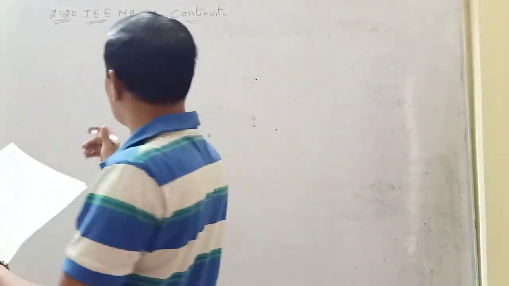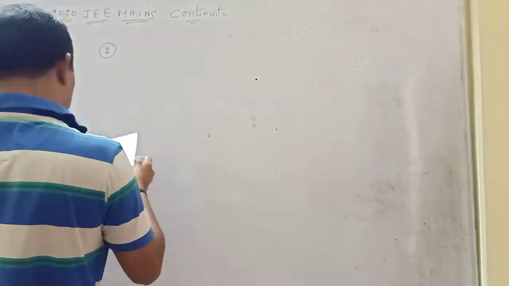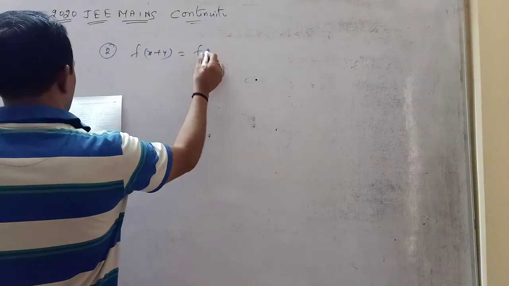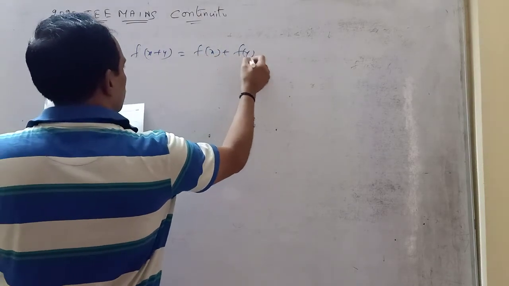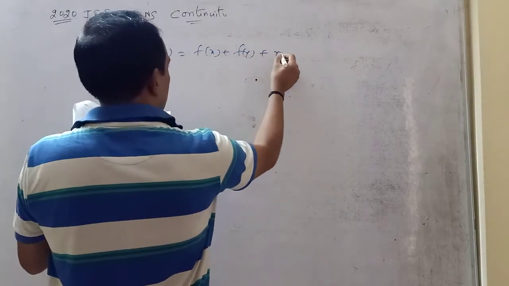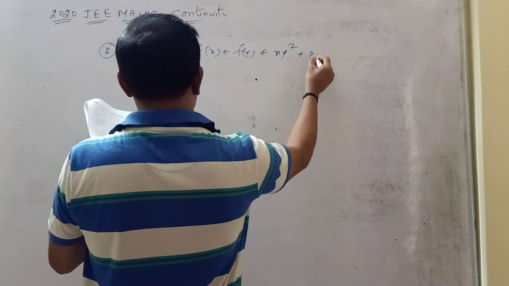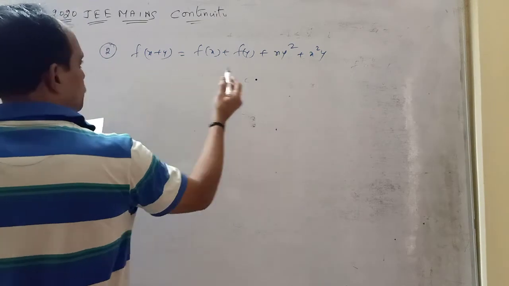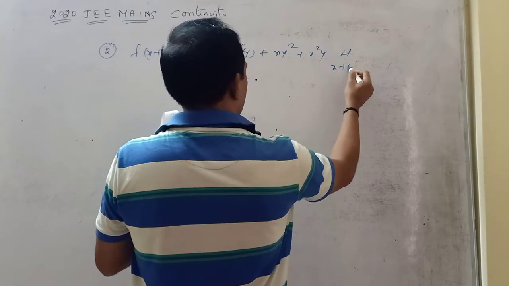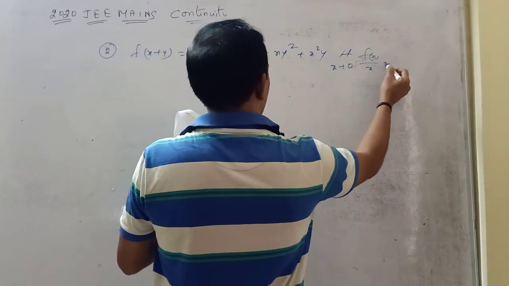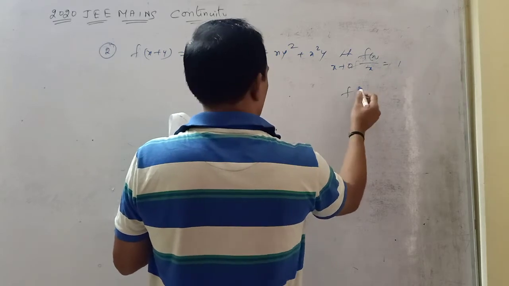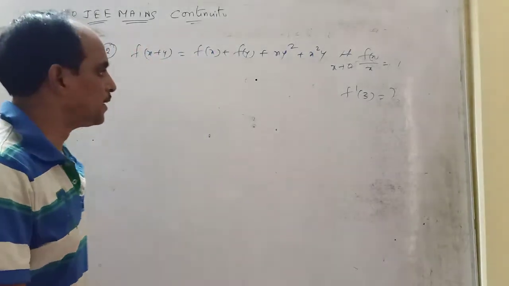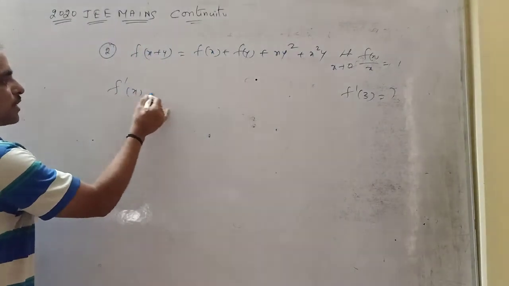Yes, this is the question where f of x plus y is equal to f of x plus f of y plus x y square plus x square y, and limit as x tends to 0, f of x by x is equal to 1, then what about f dash of 3? This is one of the important methods to find f dash x. So what about f dash x?